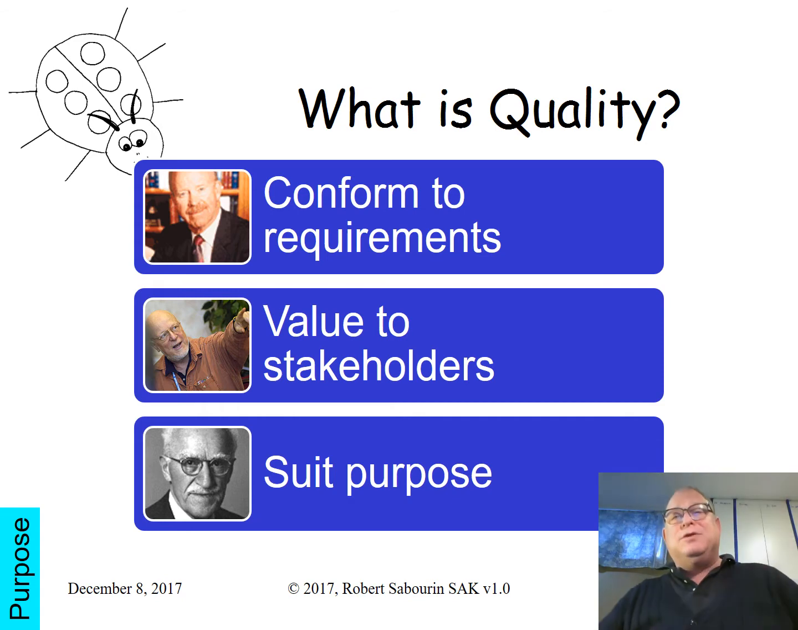Perhaps one of the most important views of quality is from Joseph Juran's perspective, where he says quality is not conformance to requirements, but suitability to purpose. Can the customer, can the user do something useful with the software? So before designing test cases, it's very important to know what is quality. We're going to be studying the software, testing the software to answer questions about quality, so it's important to know what we are looking for.